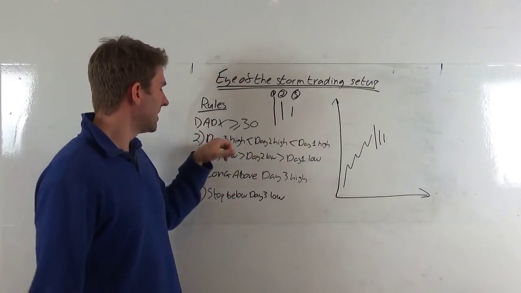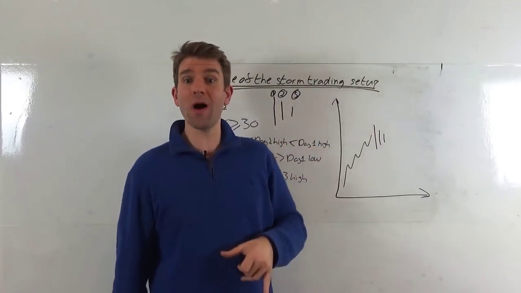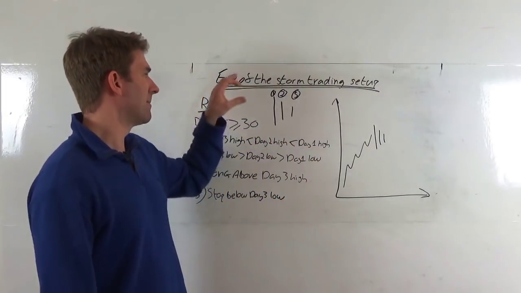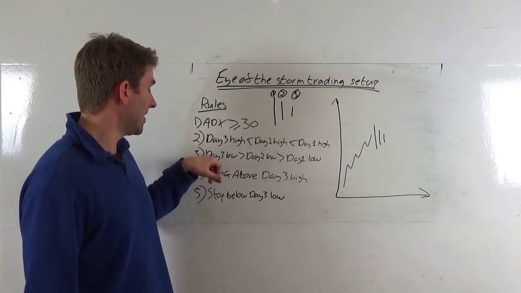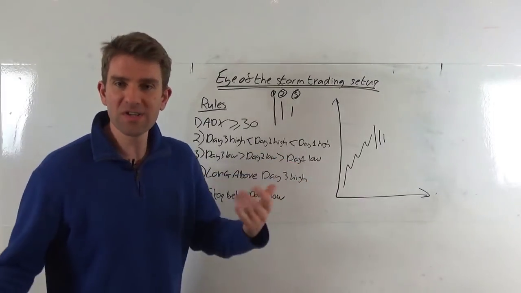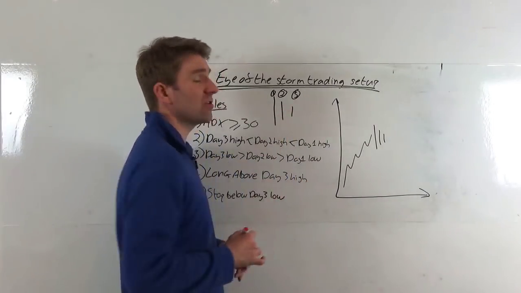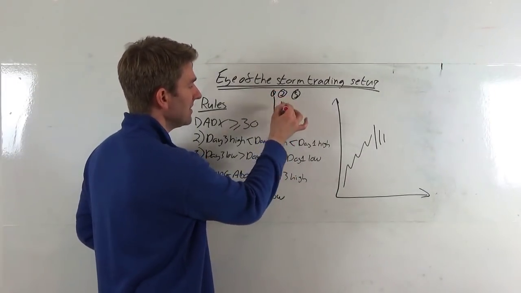Right, number two. Day 3 high, less than day 2 high, less than day 1 high. What? That sounds like a real load of mess, but let me just show you. Okay, before I show you, this third rule is that day 3 low has got to be greater than the day 2 low, greater than the day 1 low. What does that actually mean? Imagine these 3 candles here, or these 3 bars to be precise here. You've got basically day 1 here, day 2, day 3.